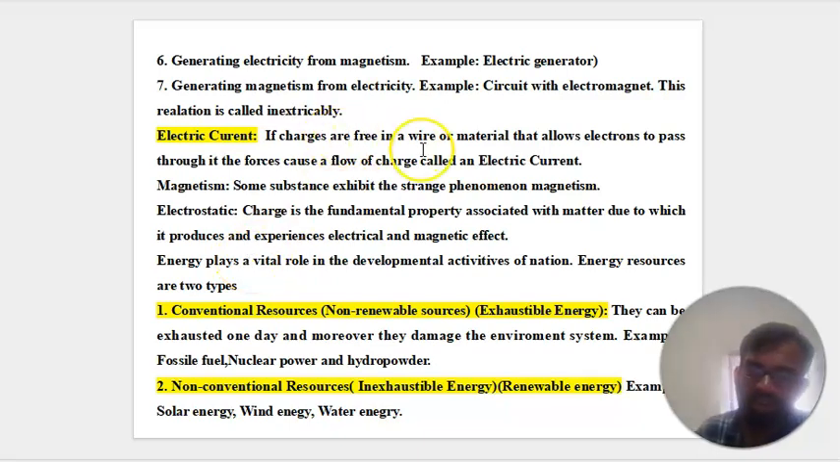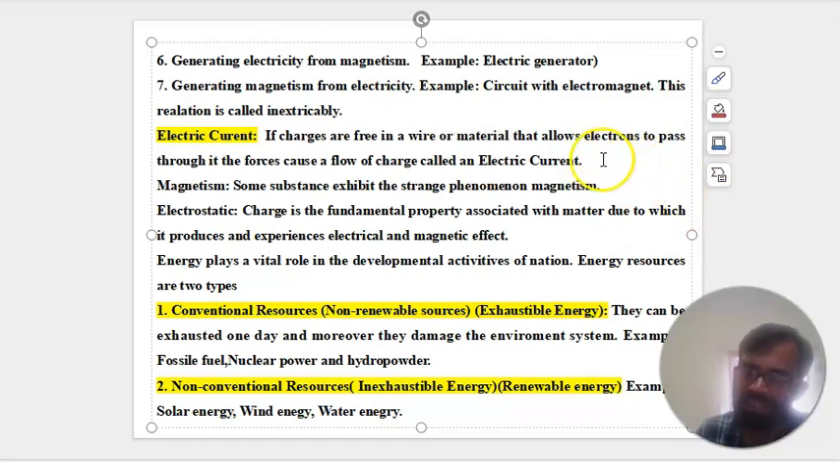If the charges are free in the wire or any material that allows the electrons to pass through, the force caused as flow of charge is called electric current. We will repeat once again: if the charges are free in the wire or any material that allows the electrons to pass through, the flow of charge is called electric current. So what is magnetism? Some substances exhibit an attractive phenomenon called magnetism.